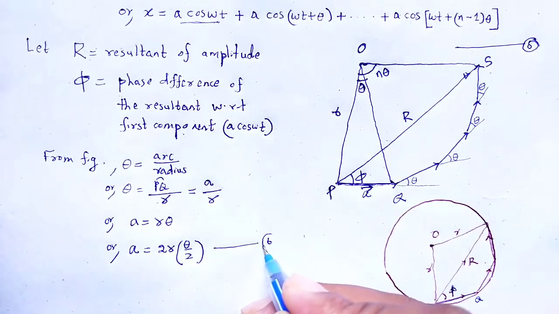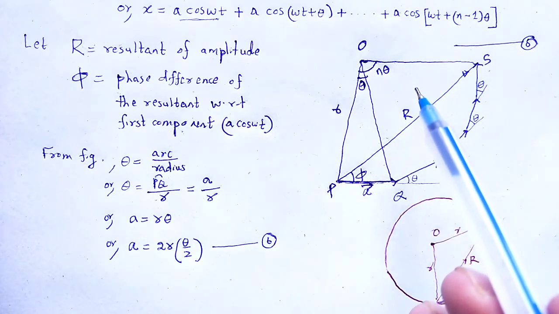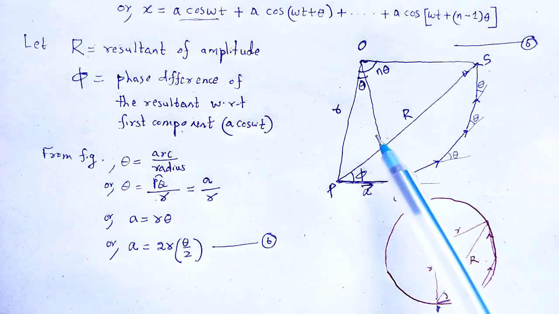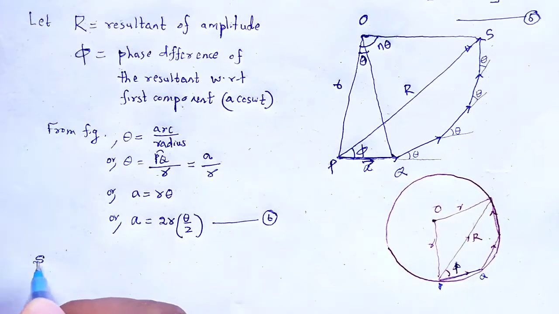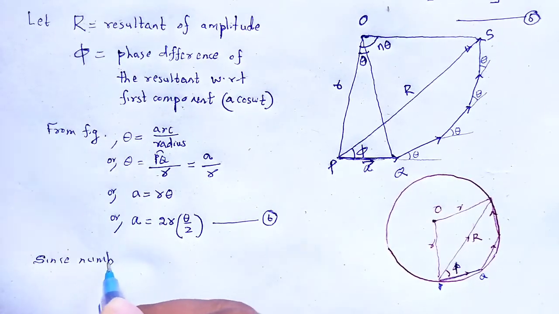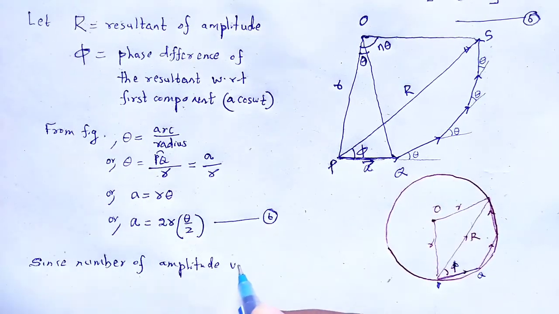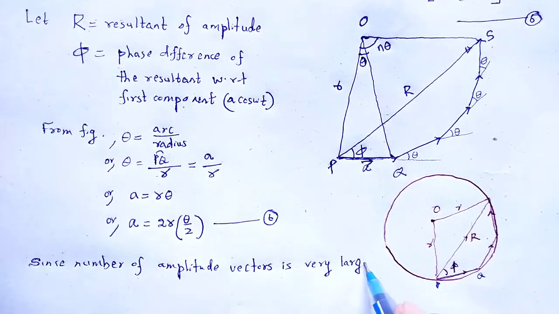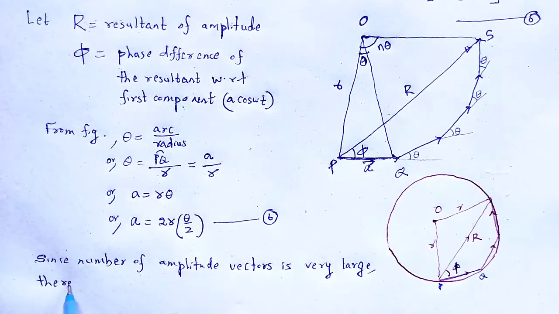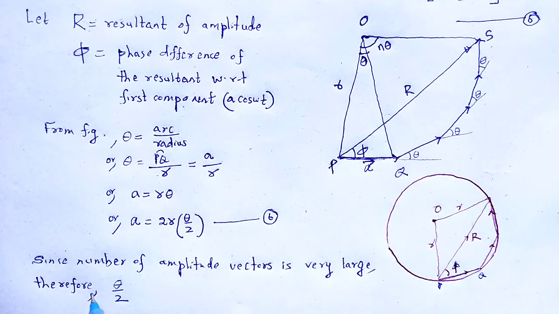that is equation number 6. Since the angle is very small, as the number of amplitude vectors is very large, therefore the angle theta by 2 is very small.